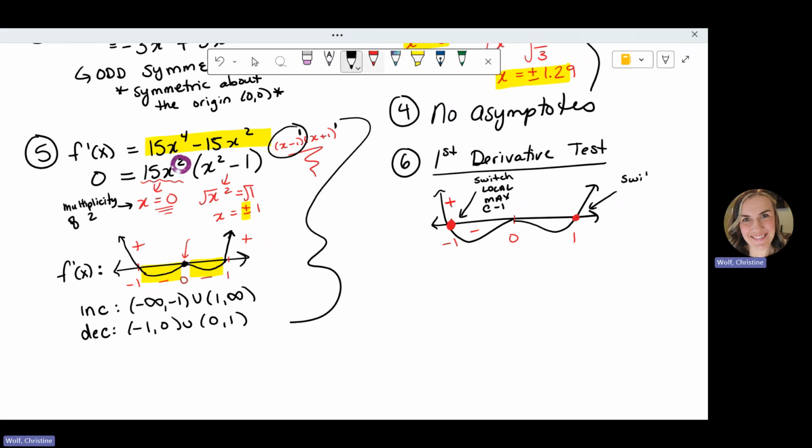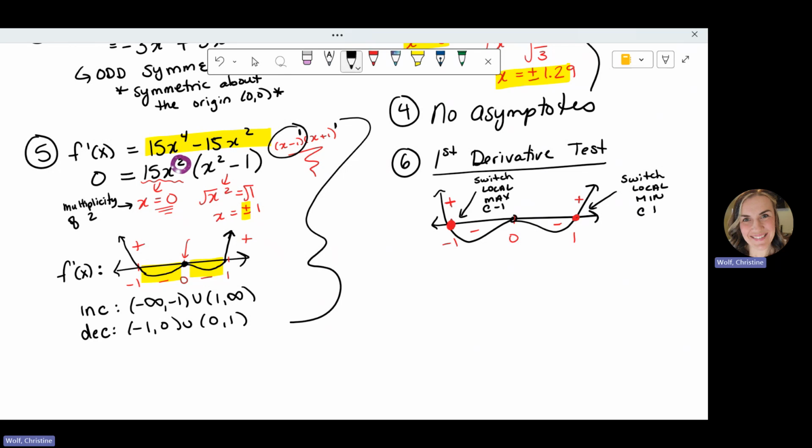I have a switch again. This time I am switching from negative to positive, right? So this is the opposite. I have a switch, but this time this will be a local min. So I know I will have a local min on my original graph at 1.